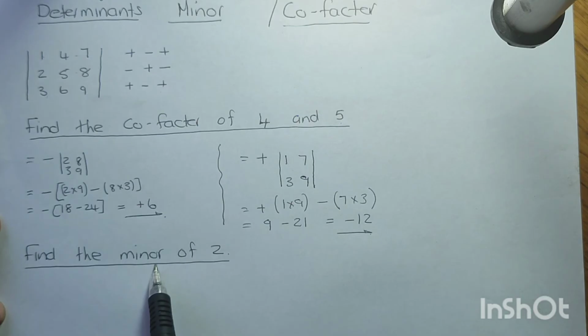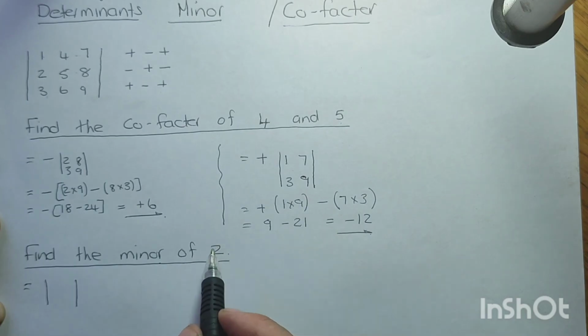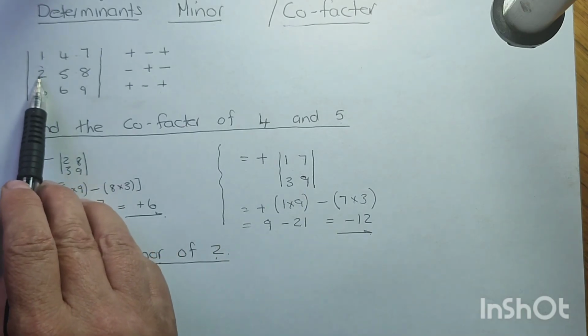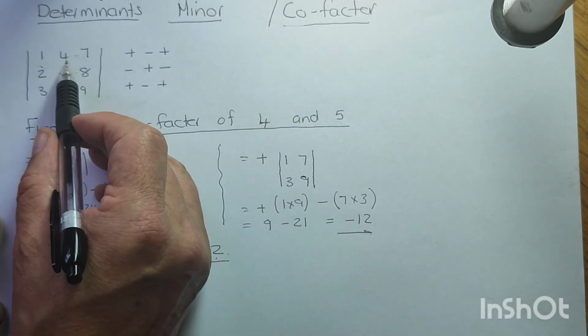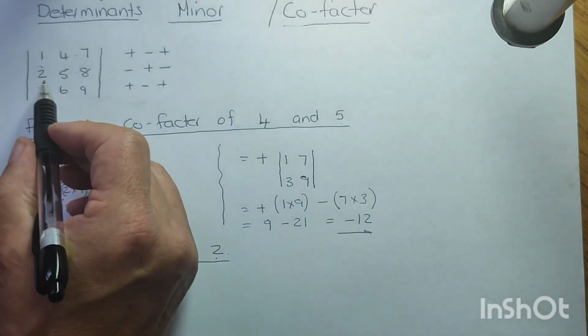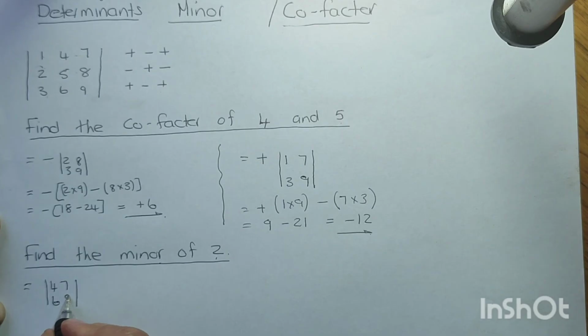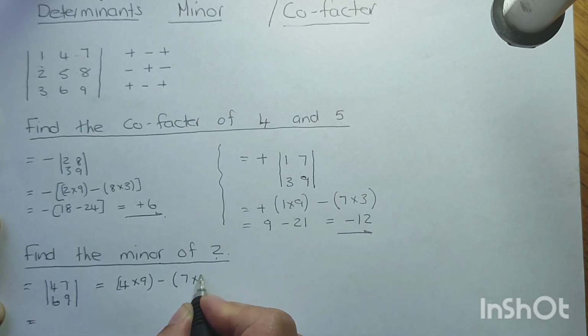If I now want to find the minor of 2, the minor does not include a sign at the end. It's always positive. So I always just do the determinant of the 2. So I'll find the position of the 2, and there I just eliminate the row and the column. So if I eliminate this row and this column, I'll just be left with a 4 and a 7, and at the bottom a 6 and a 9. And then it is this one times this one minus this one times that one. It will be 4 times 9, always minus 7 times 6.